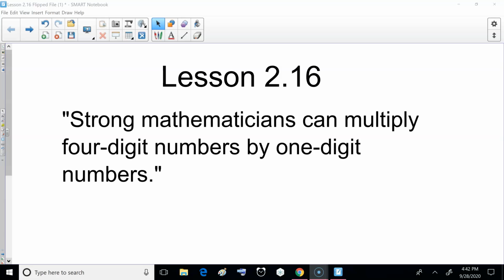Welcome, class, to today's lesson, Lesson 2-16. Strong mathematicians can multiply four-digit numbers by a one-digit number. So you can get out your math notebook, your pencil, write down today's date, and let's get started.